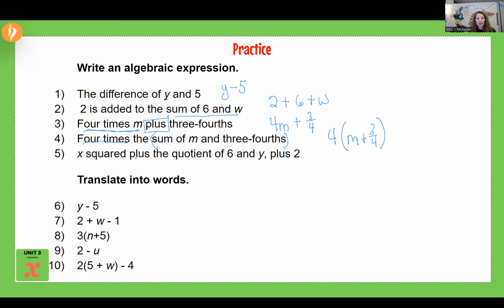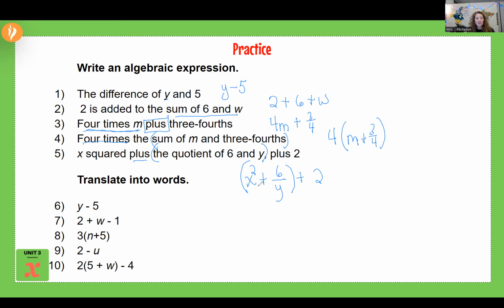All right, we have x squared plus what? The quotient of 6 and y. So let's see what that looks like. The quotient of 6 and y. So x squared plus the quotient of 6 and y, comma, means the last thing we're going to do is add 2. And it's okay, every time you see a comma, you can group whatever's in front of it. You don't have to in this situation, but sometimes you do have to use parentheses like this one here. If you don't use parentheses, that's incorrect.